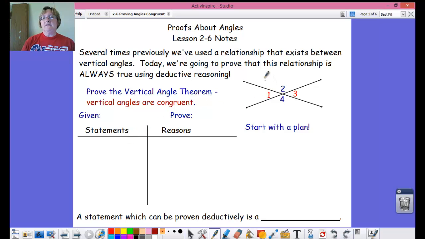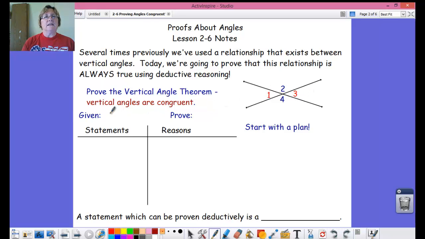So you can see that I have a drawing that shows two lines intersecting, and I've labeled the angles there so that I can talk about them by name. And what we are going to do is prove the vertical angle theorem, which says vertical angles are congruent. If we were going to write this in if-then form, it would say if a pair of angles are vertical angles, then they are congruent. That is, what we are given is information about angles that are vertical.